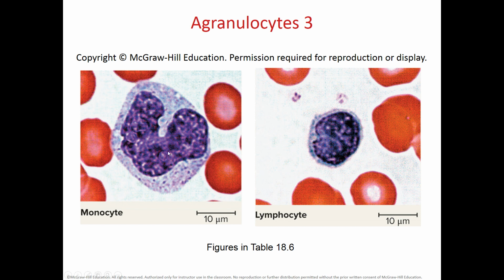So this is how the agranulocytes look. This is the monocyte. This is the largest white blood cell. It has this horseshoe or kidney-shaped nucleus. And this will be the lymphocyte. Remember what I told you: the lymphocytes have a very large nucleus and very little cytoplasm.